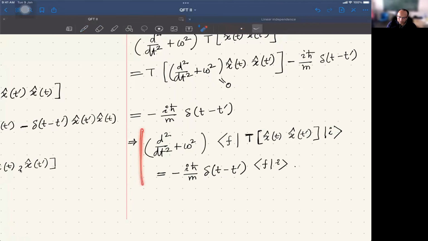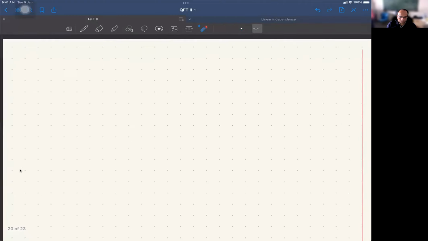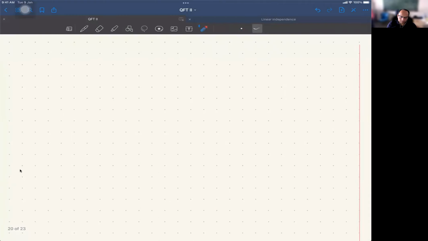That's the result that we just calculated using the matrix mechanics, and we have to show the same result is obtained using path integral. So let us do the path integral computation now.